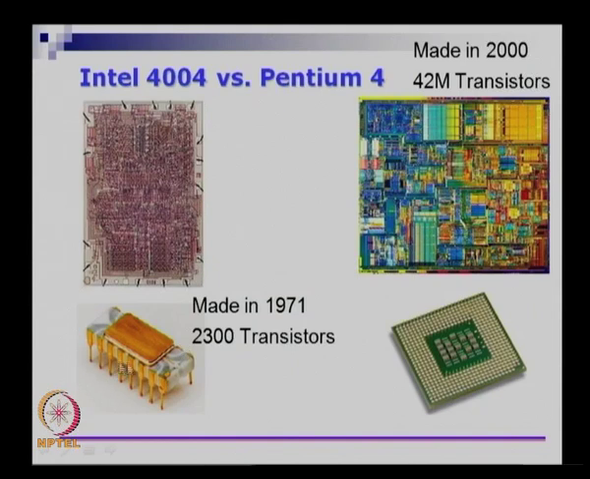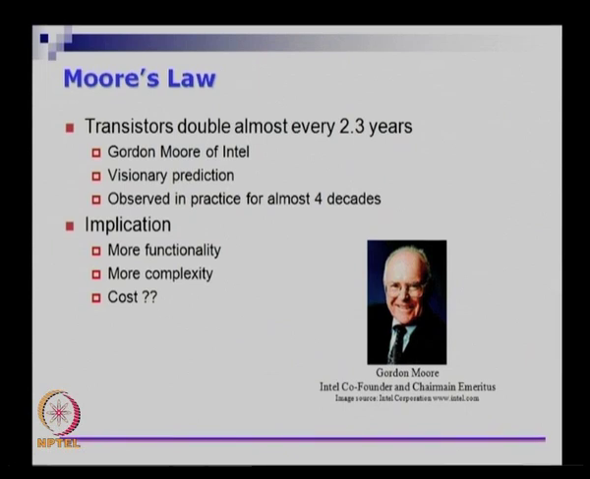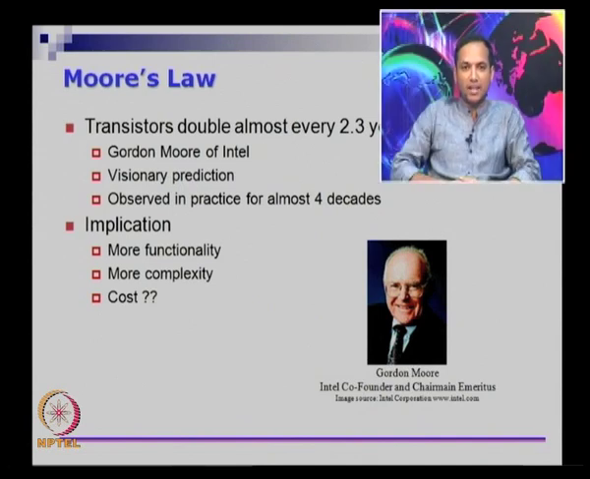In this one you can see the package here, it probably has about 20 or so external connections, whereas a Pentium 4 has hundreds of connections for input and output to the external world. All of this was possible because of what is called Moore's law. Moore's law essentially says the number of transistors doubles almost every 2.3 years. This is not like a natural law like Newton's laws of motion and so on. This is more of an empirical observation. It was made by Gordon Moore of Intel.